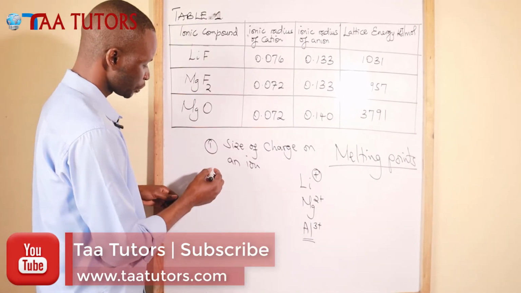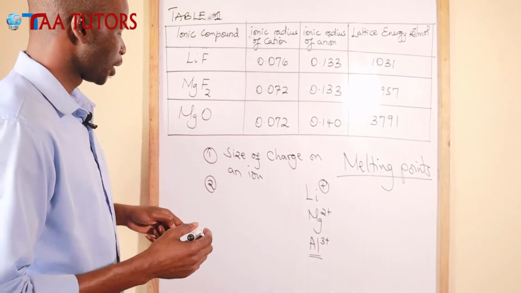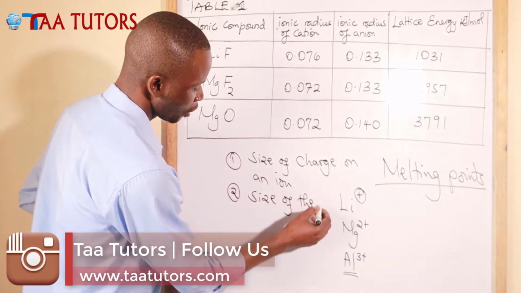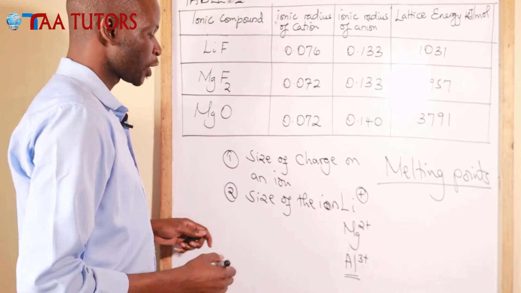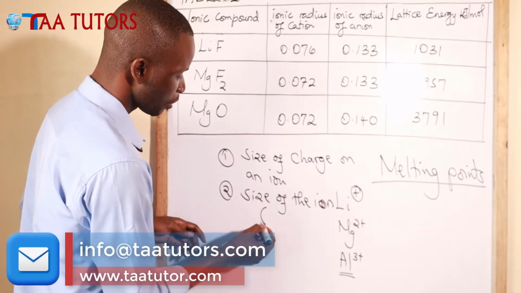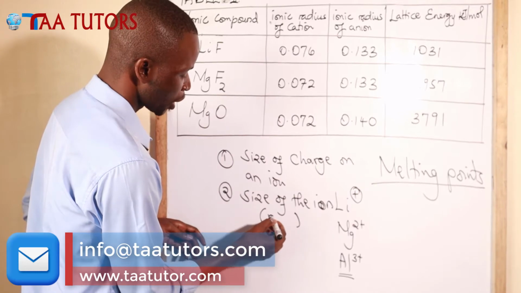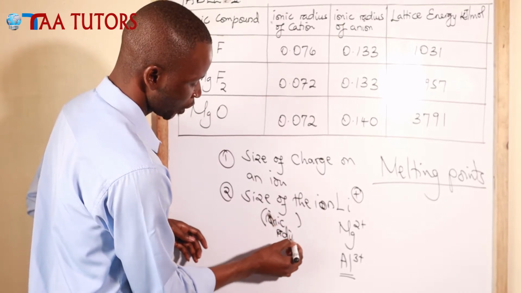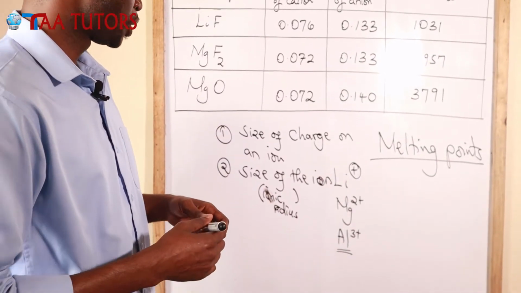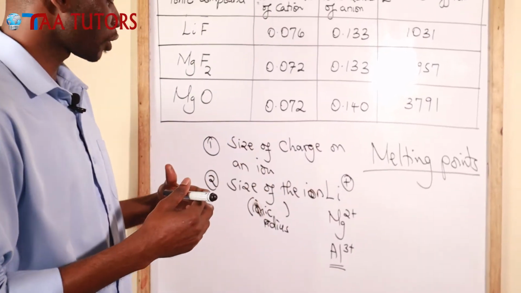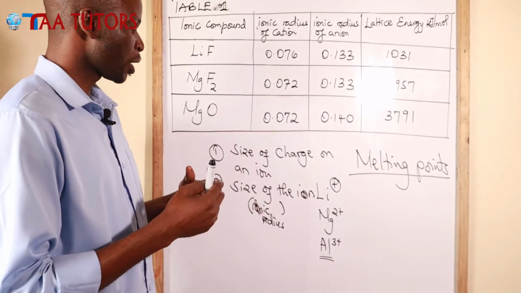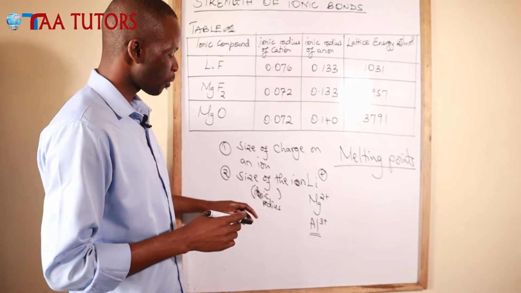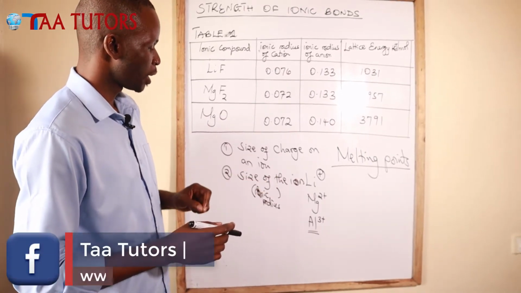The second factor that we look at is the size of the ion. The variable that gives us the size of the ion will always be the ionic radius. When an atom is bigger, the nuclear force of attraction pulling the electrons in the outermost energy shell is much lower, compared to an ion with a small ionic radius.